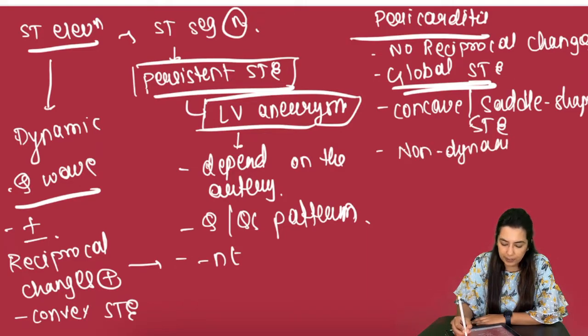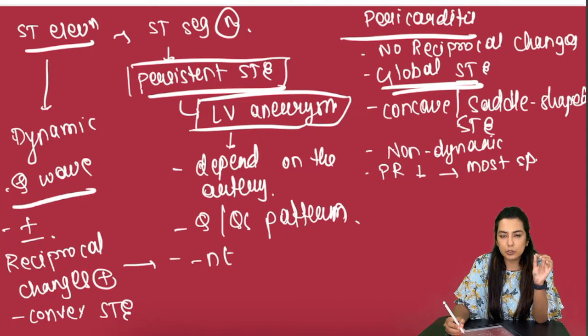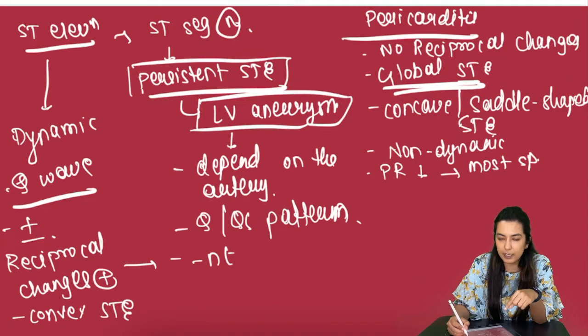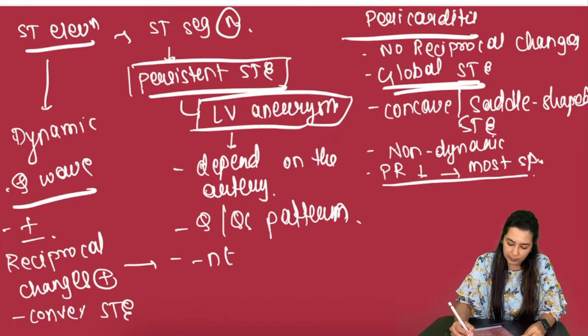And one more finding we see is PR segment depression. This is most specific for pericarditis. So the most common ECG finding of pericarditis is global ST elevation, but more specific is PR segment depression. Okay, so this is what we will see. I hope I am clear on the differences.